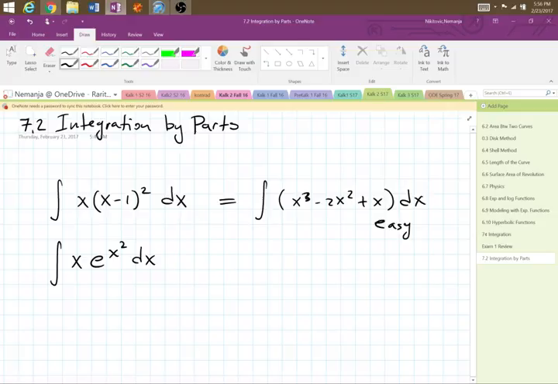What do you do now? U sub for x squared, still easy, right? So yours is easy. u equals x squared, du equals 2x dx. And by basic u sub, you are done in a step.